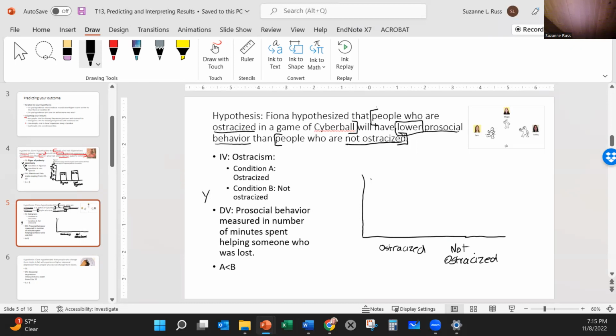And over here on the y-axis, we're going to have pro-social behavior, but I'm going to write down what we're actually measuring here. We're measuring minutes helping. So let's write that very clearly here. Minutes helping. And I'm not sure how many minutes this might be, because remember, we're not gathering data, we're just predicting. But I can imagine that someone might have as few as 0 minutes, and maybe at the most 10 minutes. And I'll put 5 in the middle here. And so they're helping someone who is lost.